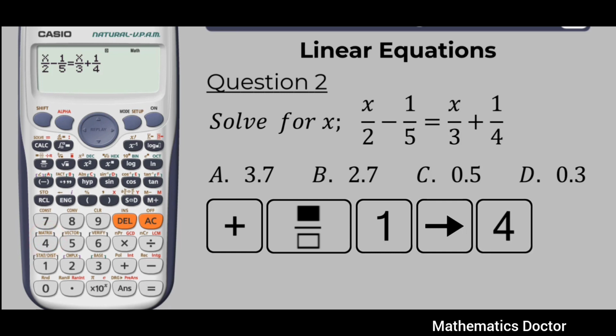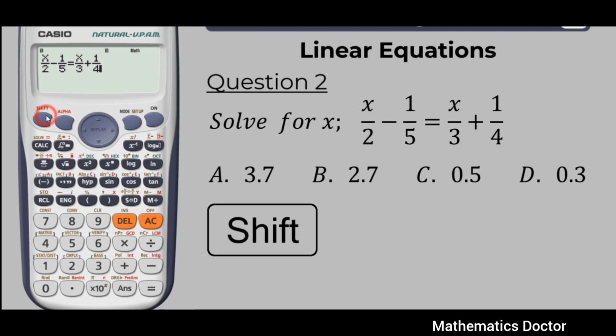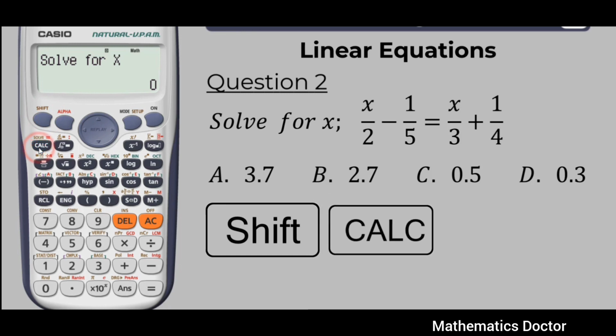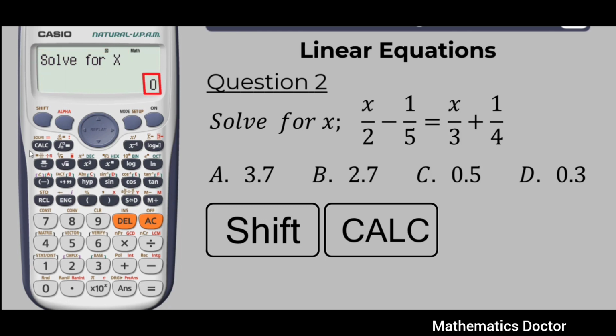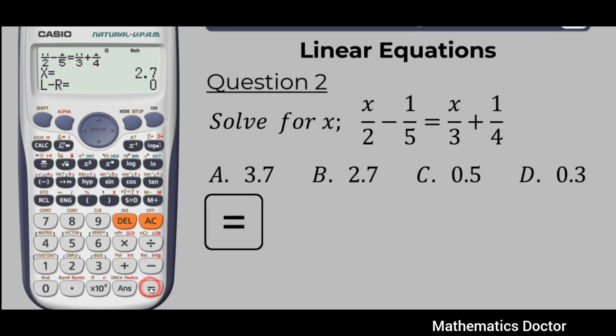We have the equation nicely input on the calculator. So we have to go ahead and solve for it. This is how we solve for it. Press the shift key. Then you press the CALC. That is the way you solve for a linear equation. Once it displays solve for x, you see 0 there. 0 is not the final answer. So go ahead and press the equal sign to get the final answer.